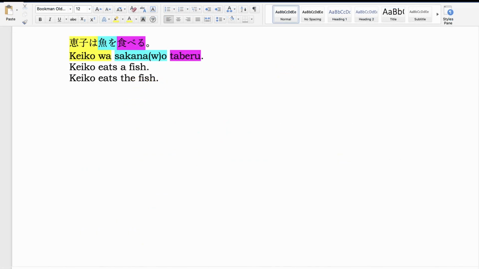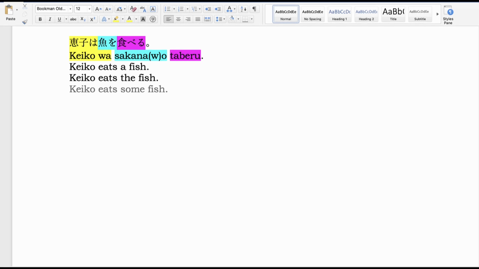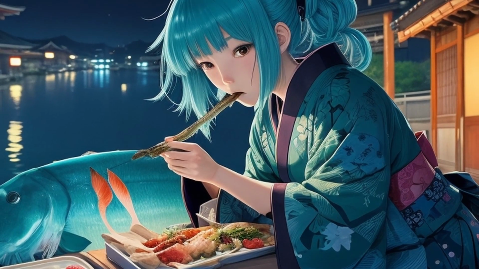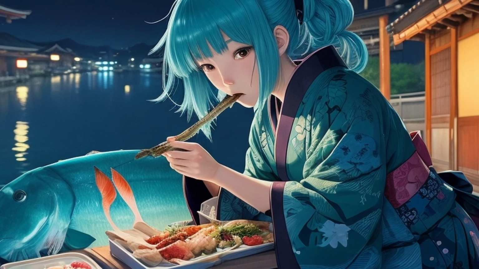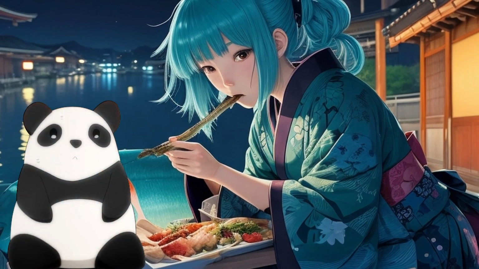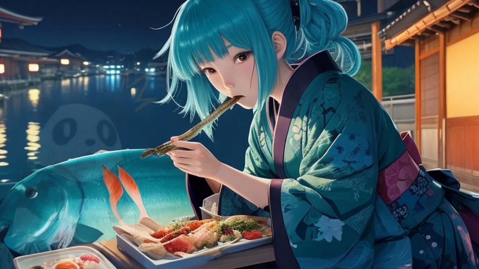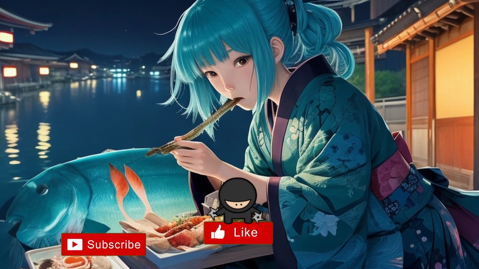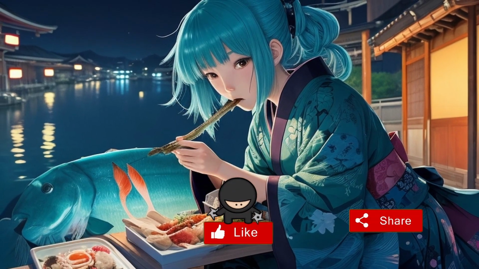Or Keiko eats the fish. Keiko eats some fish. And even Keiko eats fish. My students would often ask me questions like, okay, which one of these four is correct? And I, as the teacher, had to say, well, they're all correct. And the natural question then would be, what's the difference? Explain the rules to us. And that's when I'd start to get tired.